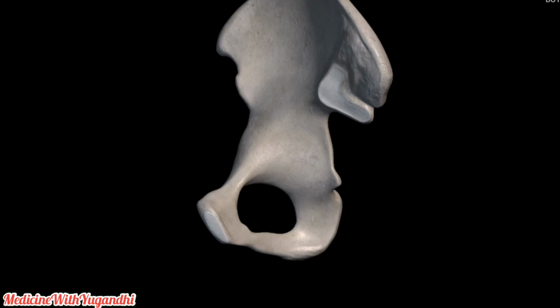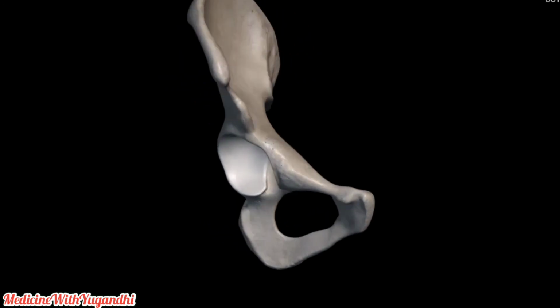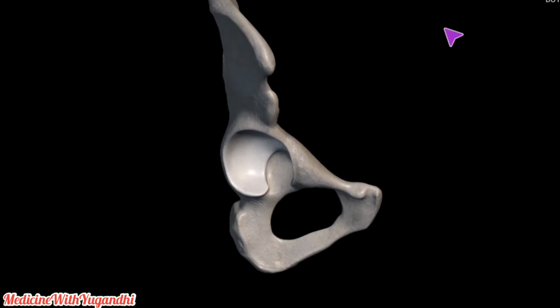Next coming to the borders of the ischium. First, the anterior border. The anterior border of the ischium forms the posterior boundary of the obturator foramen. Then the next border of the ischium is the lateral border. This separates the femoral surface from the ischial tuberosity.